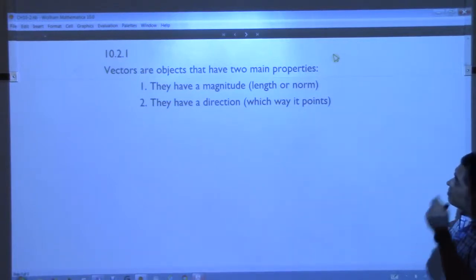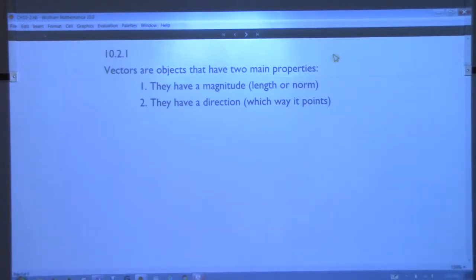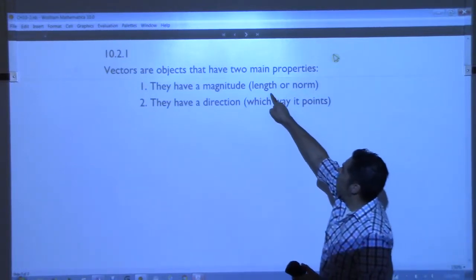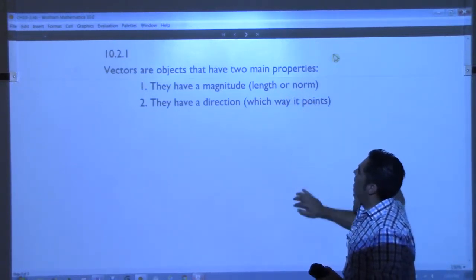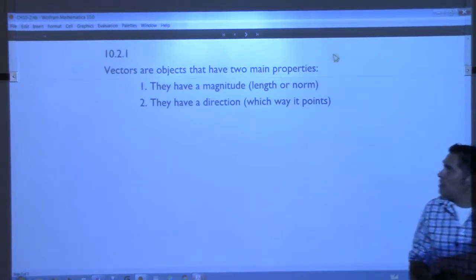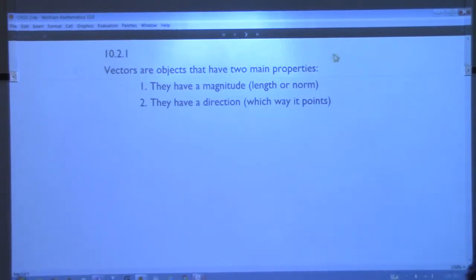Vectors are objects that have two main properties. They have what we call a magnitude, and they have a direction. And the magnitude is also called the length or the norm of a vector, and then the direction in which it points is the other characteristic that we need in order to define a vector. So it's a very general definition. A vector is a very general thing.